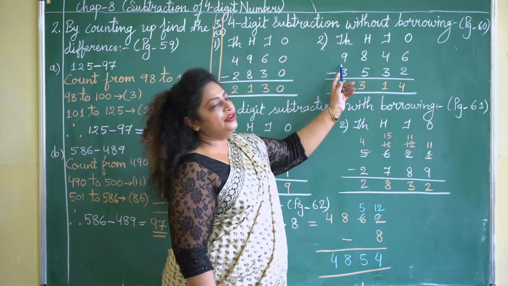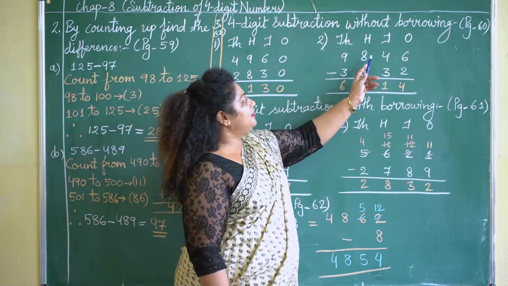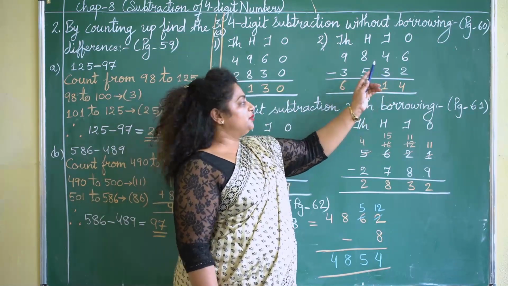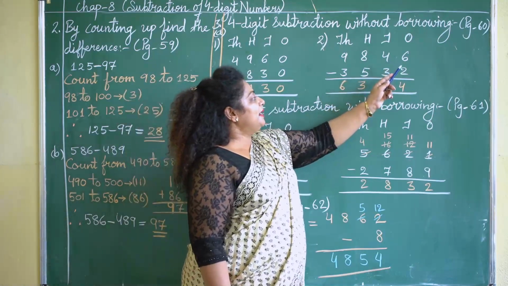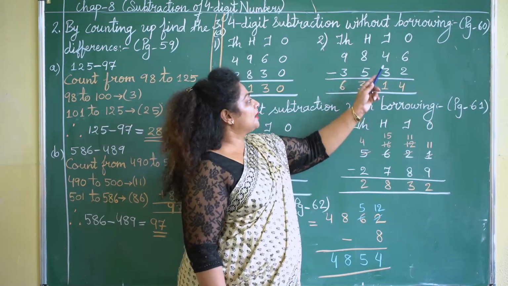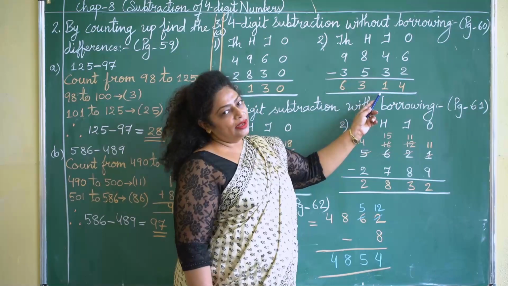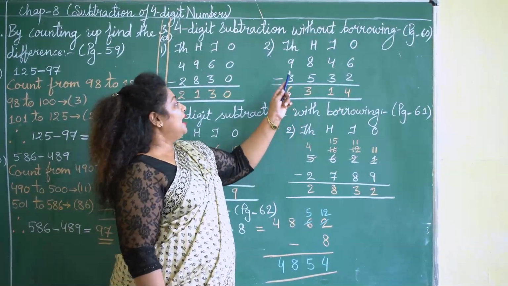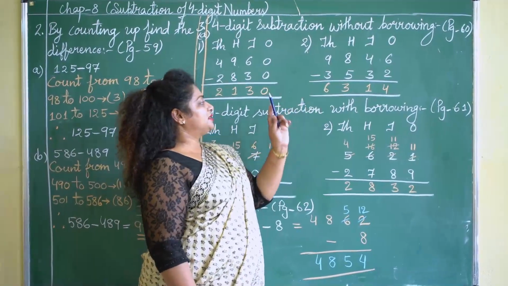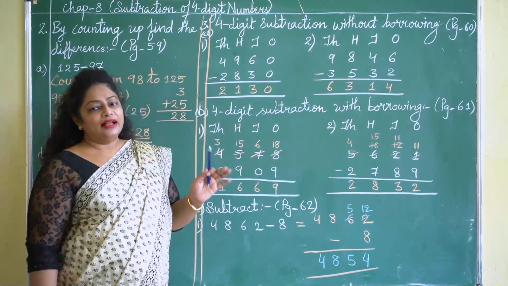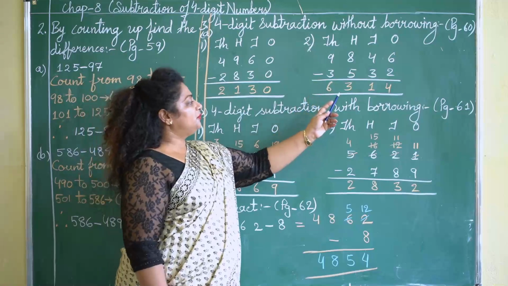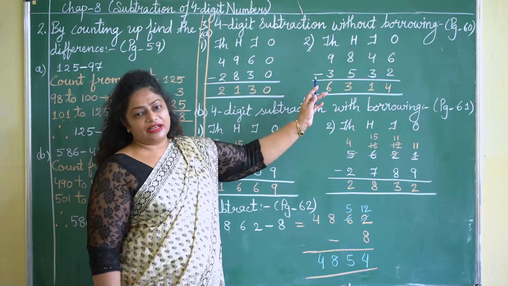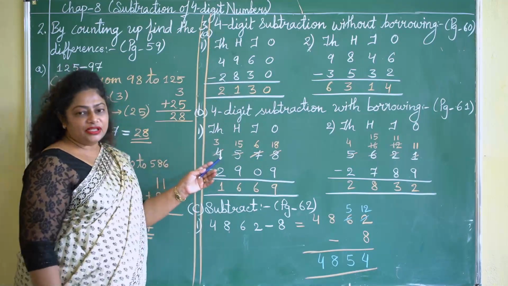The first number given to you is 9846 minus 3532. Let us subtract. 6 minus 2 will give you 4. 4 minus 3 will give you 1. 8 minus 5 will give you 3. And 9 minus 3 will give you 6. So the answer we got is 6314. So this was the simple subtraction, children. Now let's come to the next question.